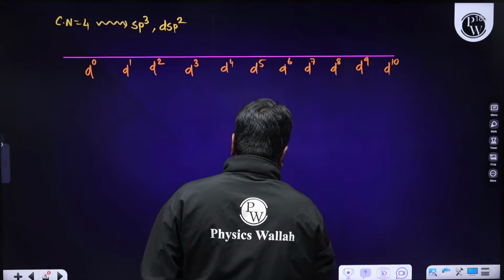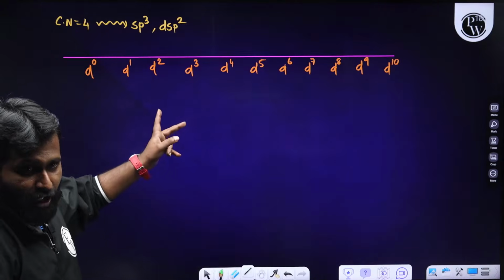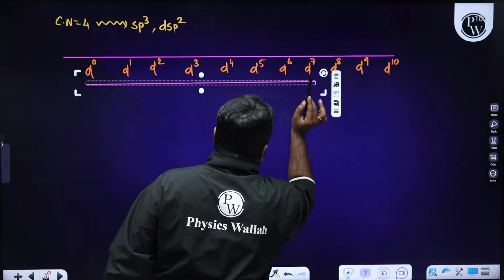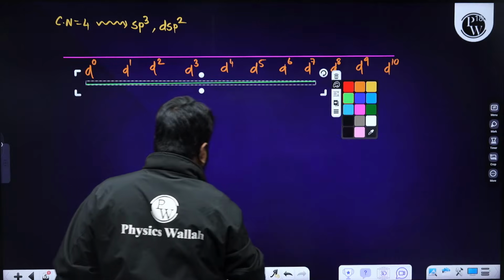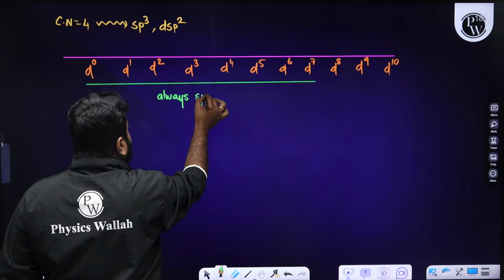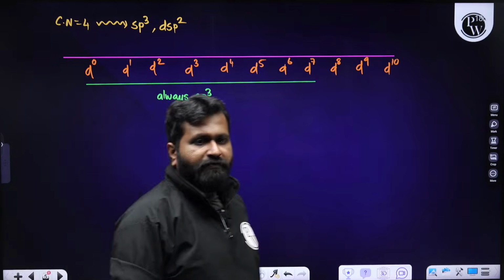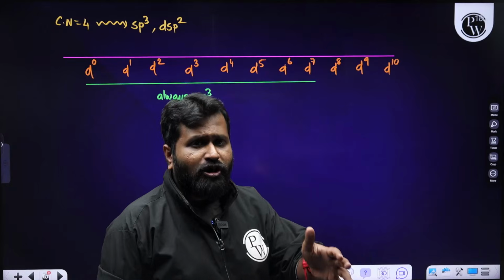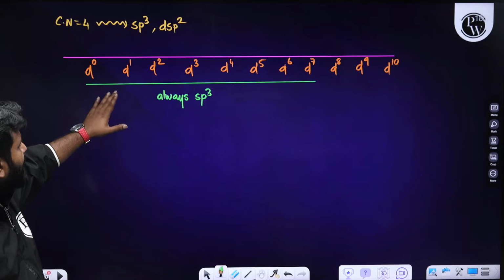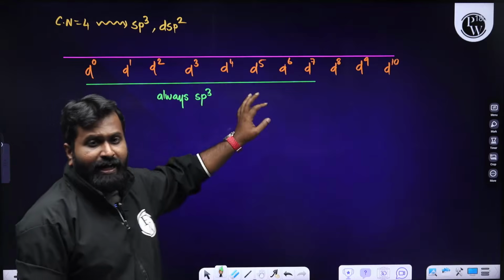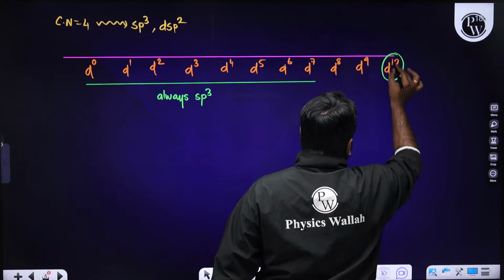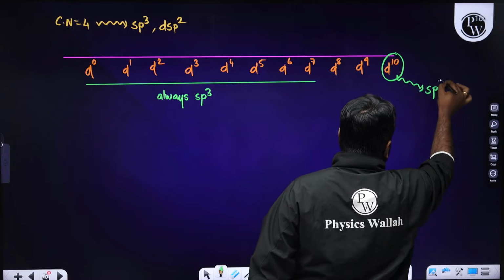Listen carefully now. Two hybridizations are possible. So from d0 to d7, it is always sp3 hybridization. When we are calculating how many d electrons are present in the particular central metal ion in its respective oxidation state, if the d electron count comes out to be between 0 to 7, then it is always sp3 hybridization. If it is d10 also, then it is sp3 hybridization.